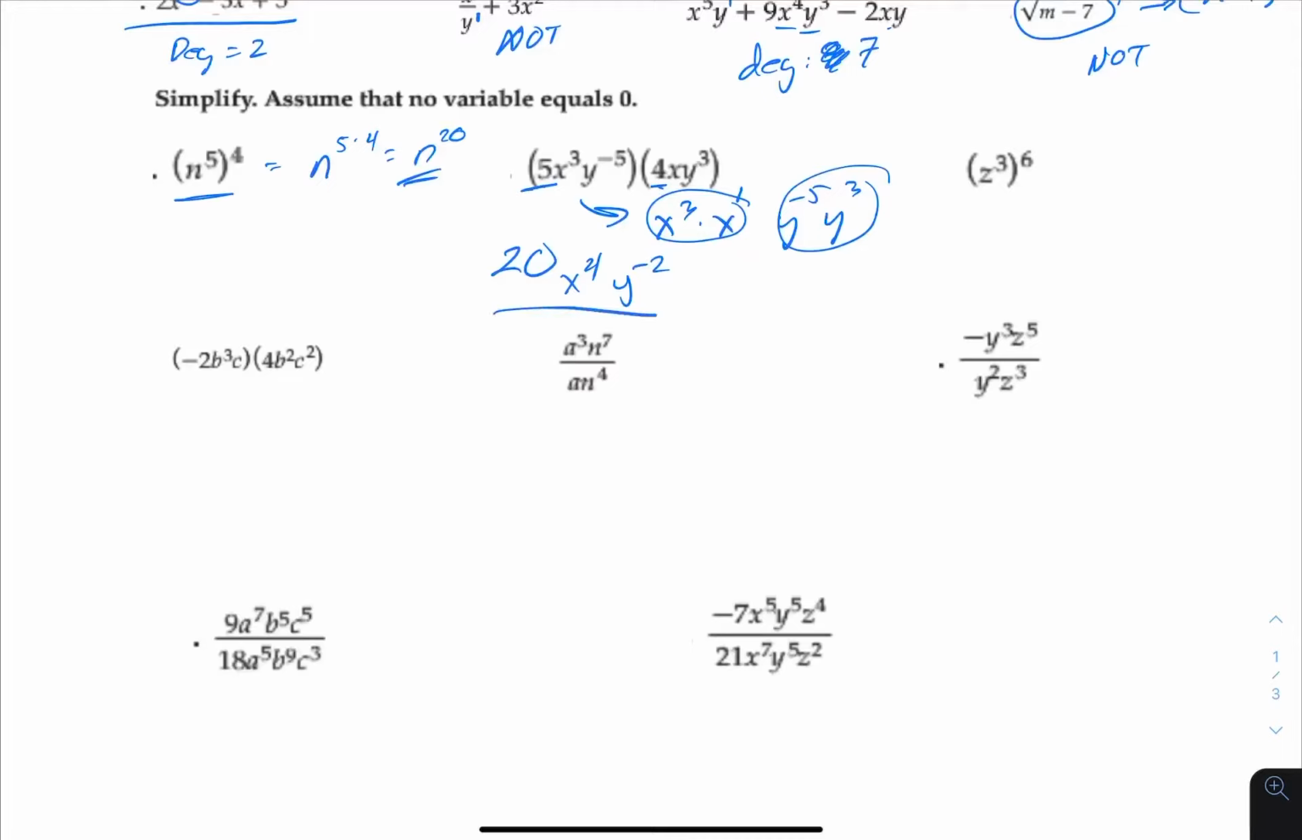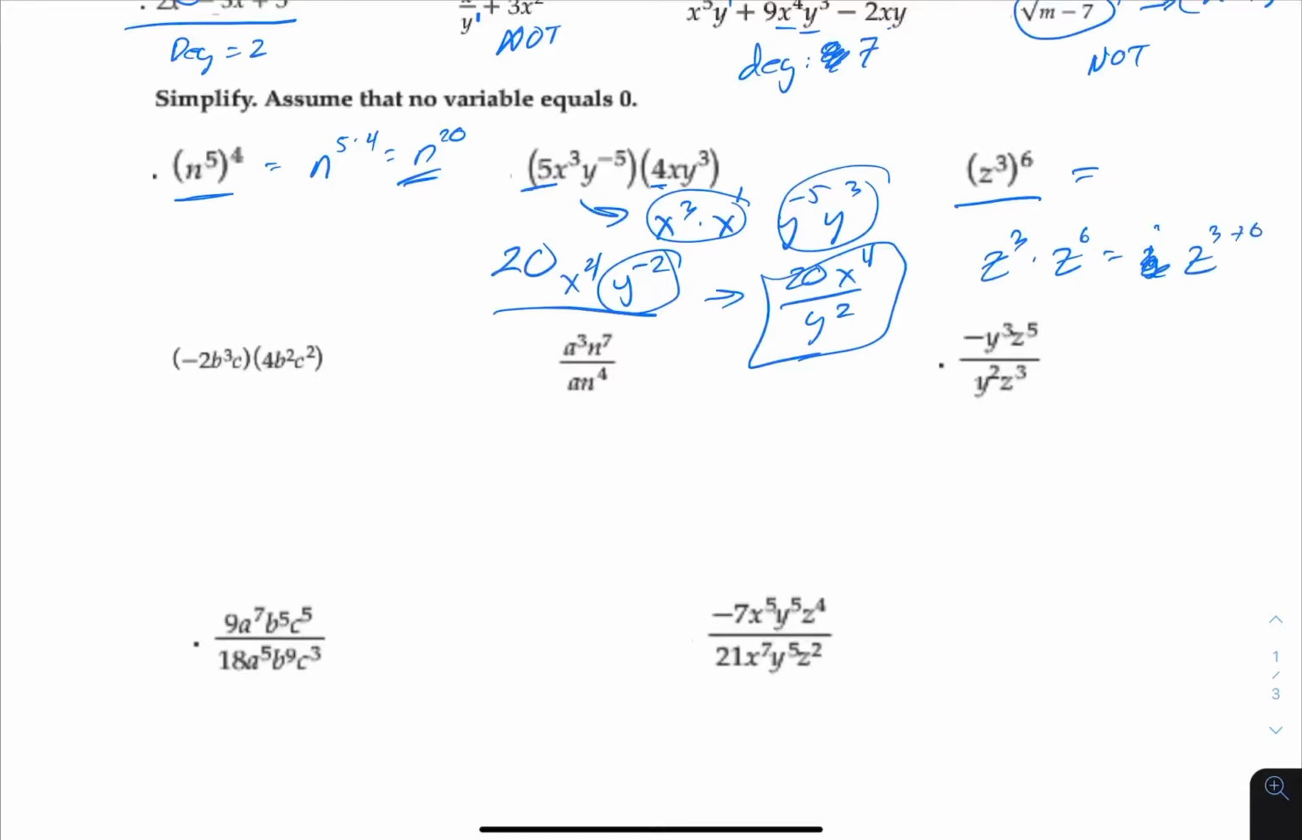Now most of the time we don't want a negative power. So what we do is we flip it. So 20 x to the 4 over y squared. And then we're good. Here's the power to power again, so you just multiply them. The difference between that and this one: this one you add, this one you multiply. So power to power you multiply.